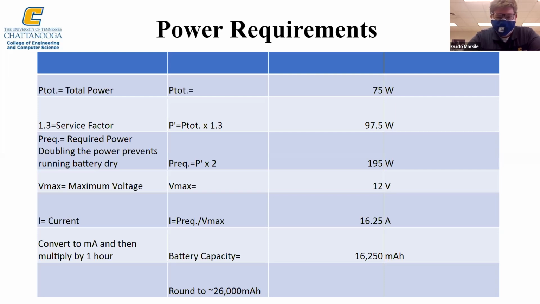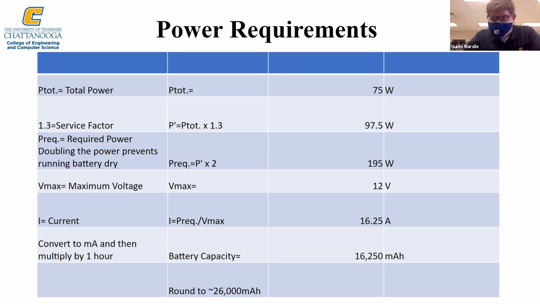Maximum voltage used in the system is 12 volts because of the motors. We calculated the current by taking our new total power and dividing it by the max voltage possible. And that came out to about 16.25 amps. And then we did the calculation in order to make this battery last about 1 hour and to go down to 50%. It came out to about 16,250 milliamp hours.